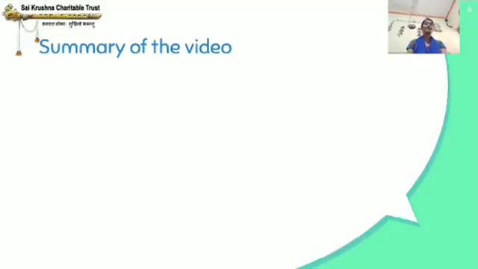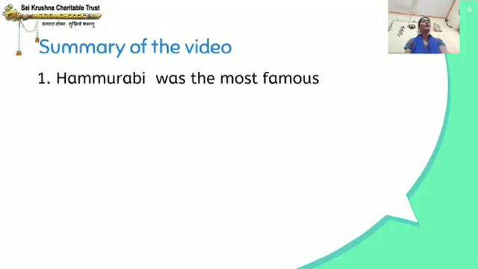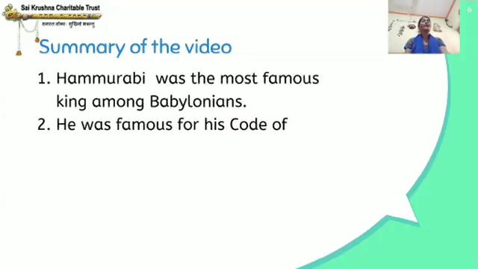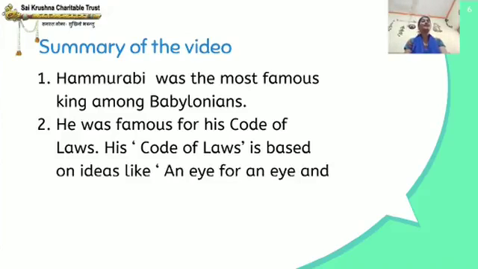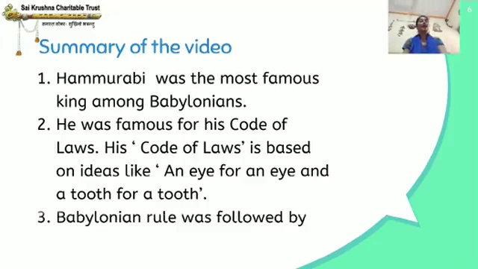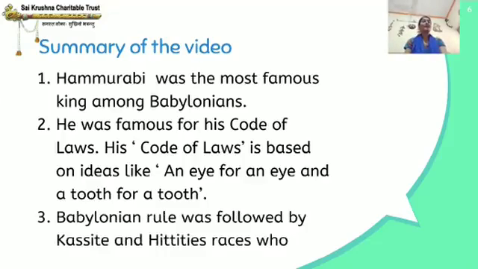I think you have understood this. Now I am just summarizing the whole video. Hammurabi was the most famous king among Babylonians, and he was famous for his code of laws. His code of laws is based on ideas like an eye for an eye and a tooth for a tooth. I have told the meaning of this statement. And the Babylonian rule was followed by Kassite and Hittite races who ruled for some time.